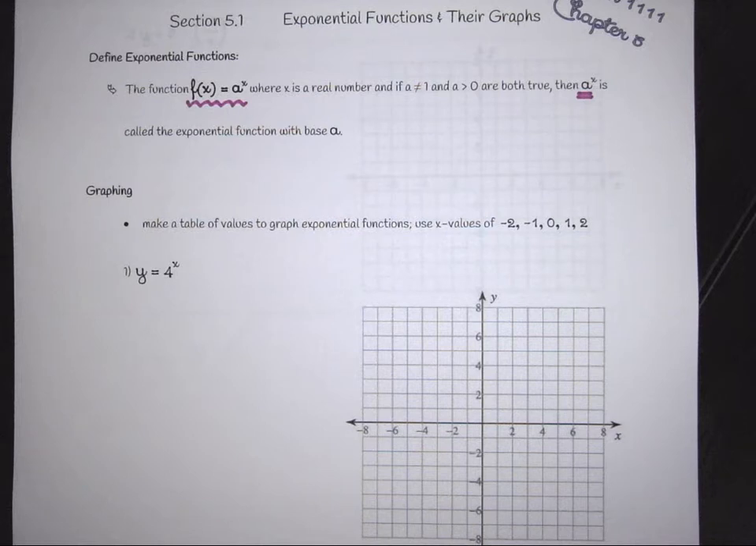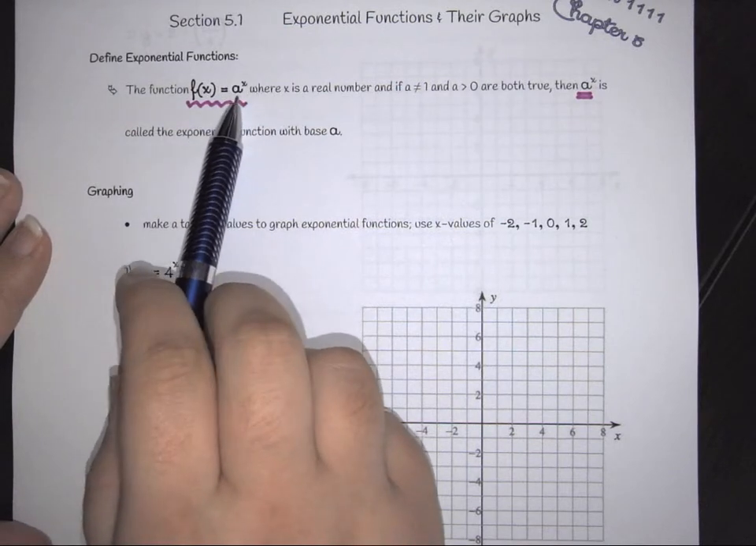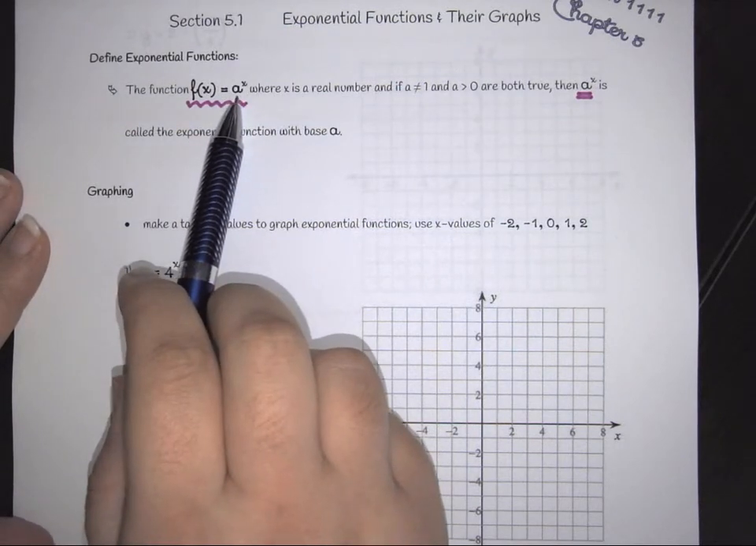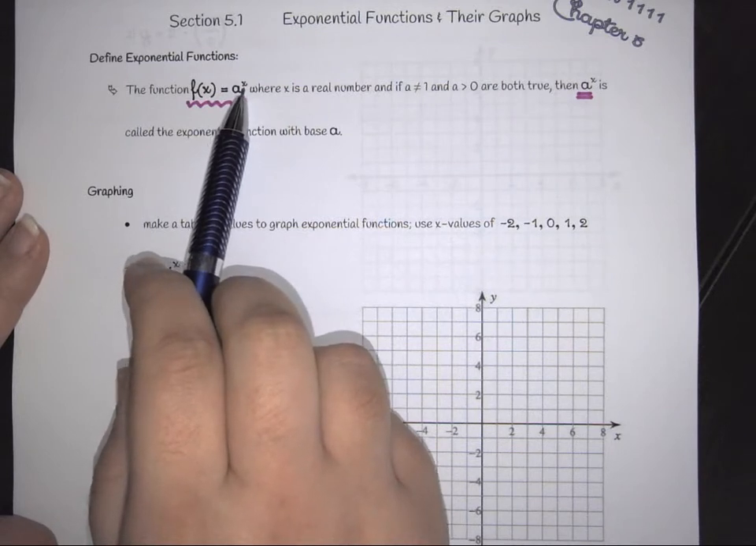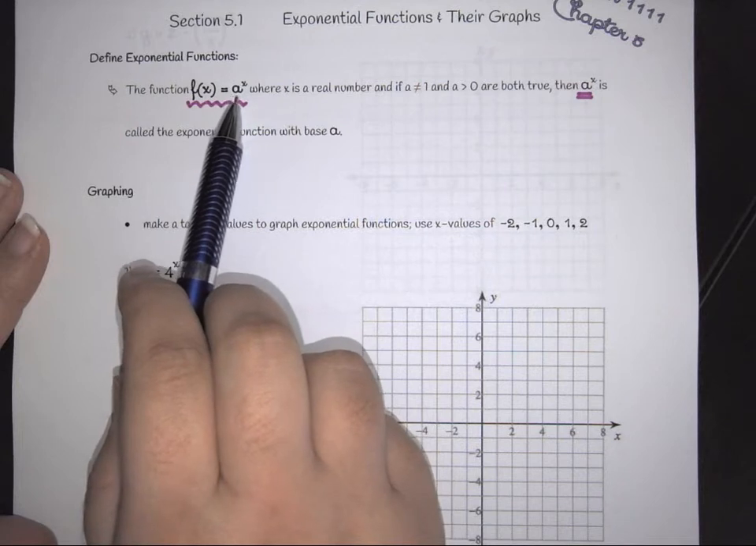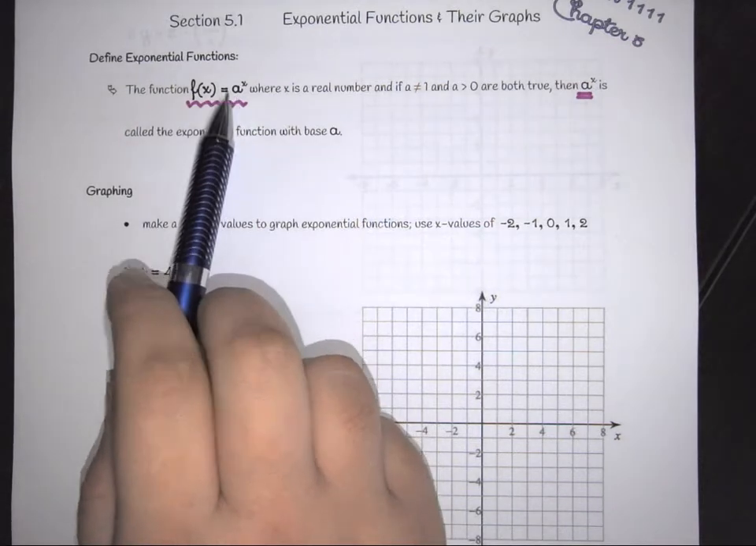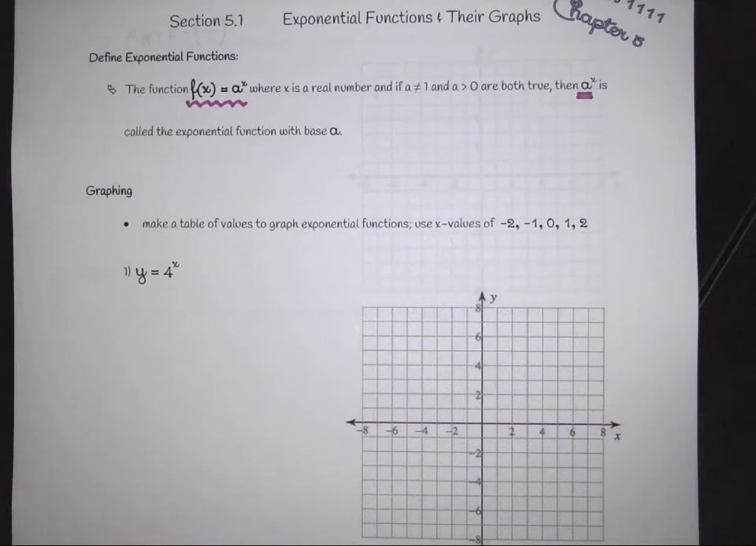So a function is considered exponential if your base term is some value, either a number or a variable, raised to a variable power. Now in most cases, your base here is going to be an actual number, and then we're raising that to a power. And the thing that you have to keep in mind is that your power is going to be a real number. Okay?